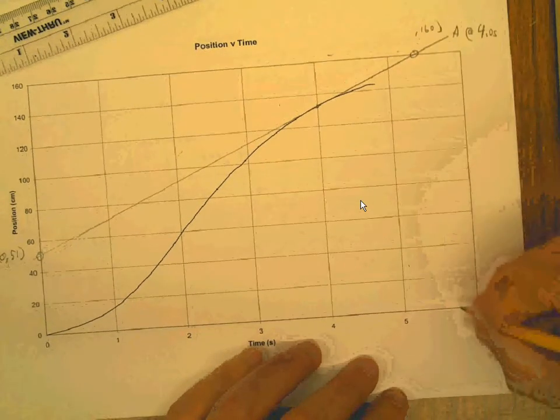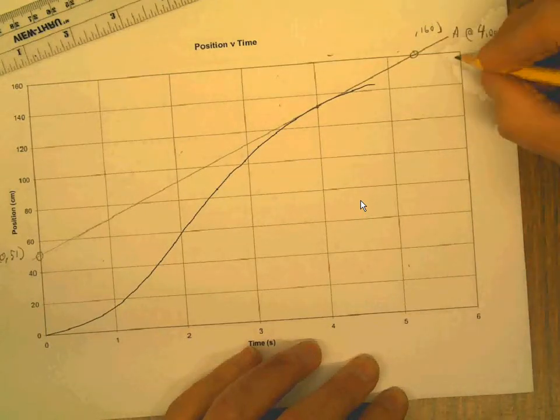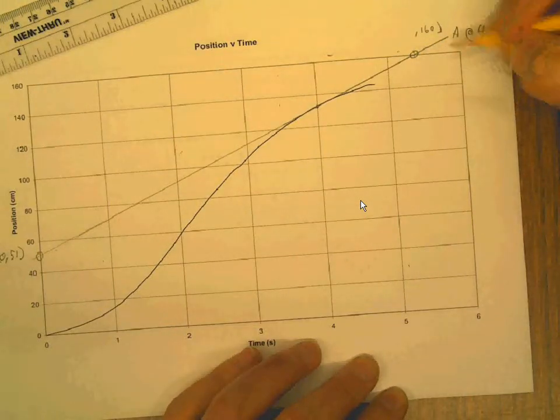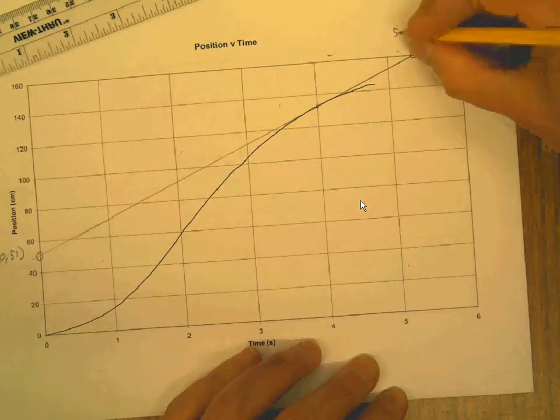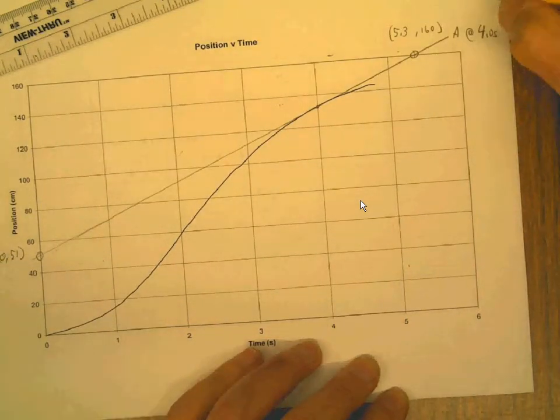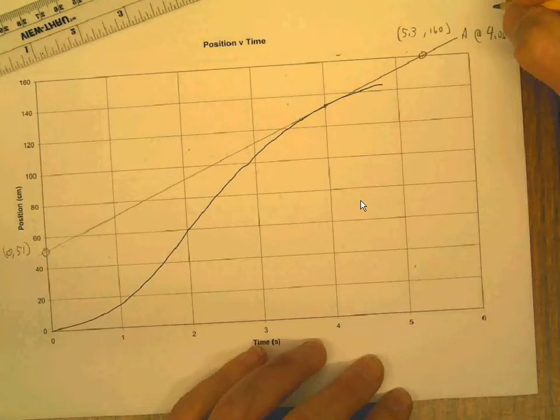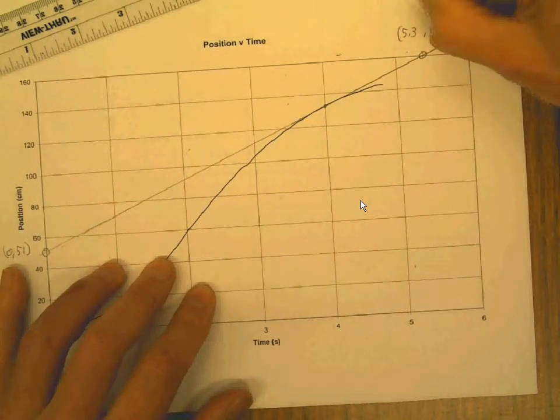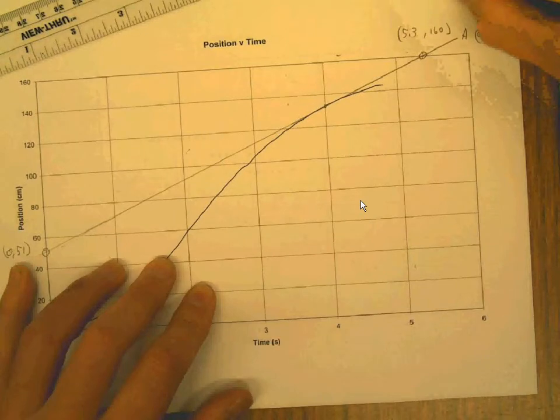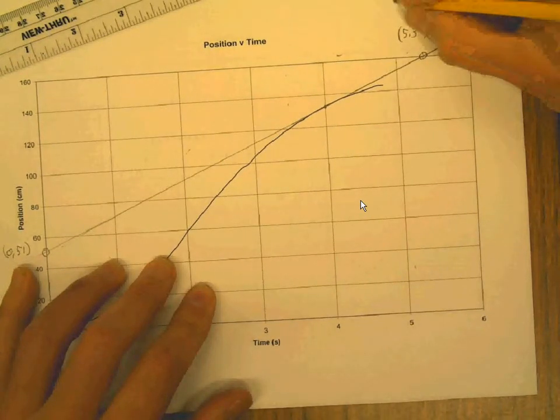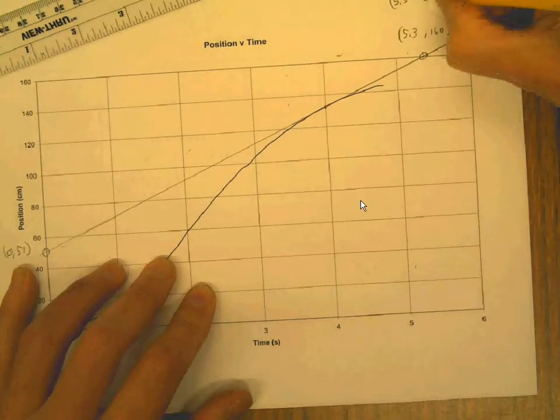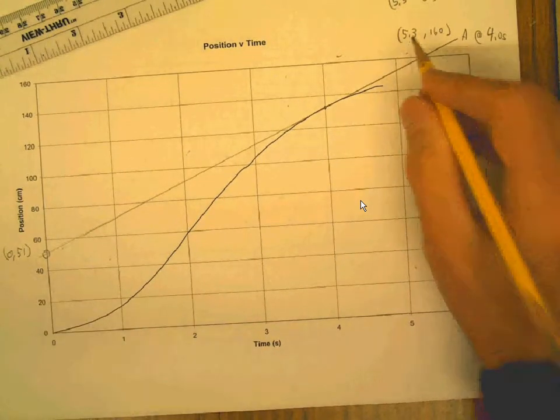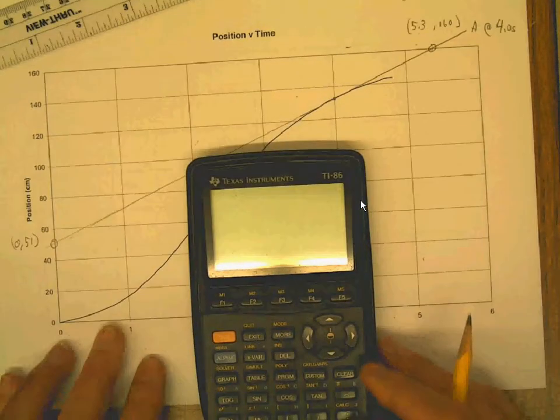But it's over... This is 5 and that's 6. So this is 5.3, I think, over. And then in math class, they showed you how to do the point-point form. So this is going to be rise over run. The rise for A is 160 minus 51, and the run is 5.3 minus 0. So you just go y minus y divided by x minus x, right? And then you just put it into your calculator.